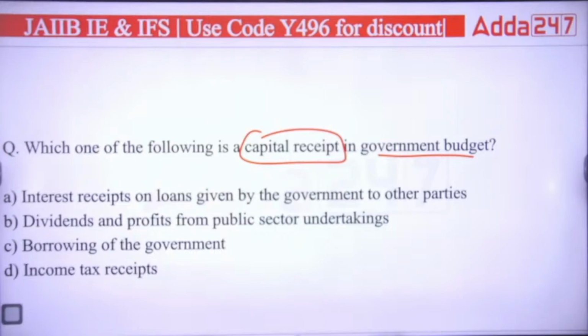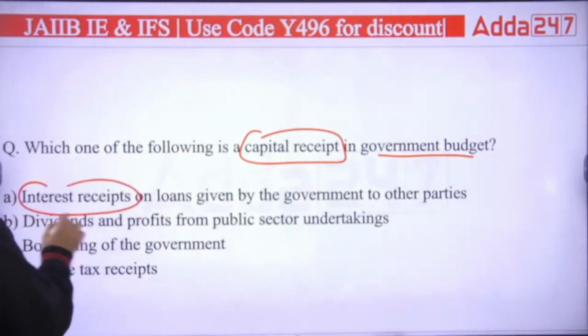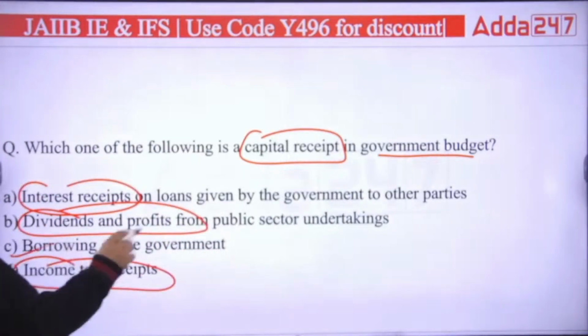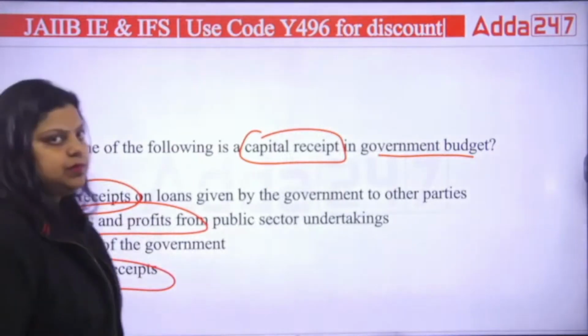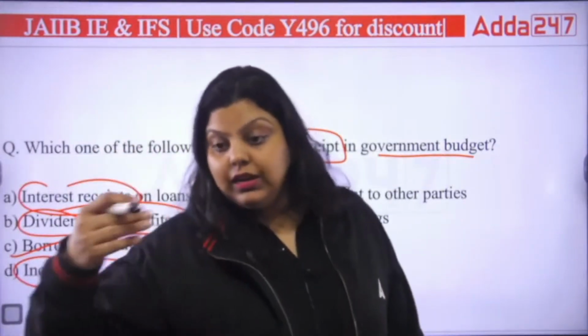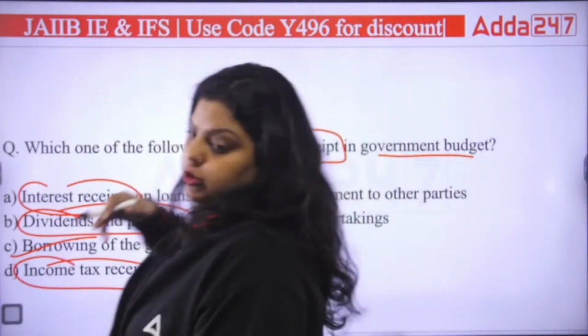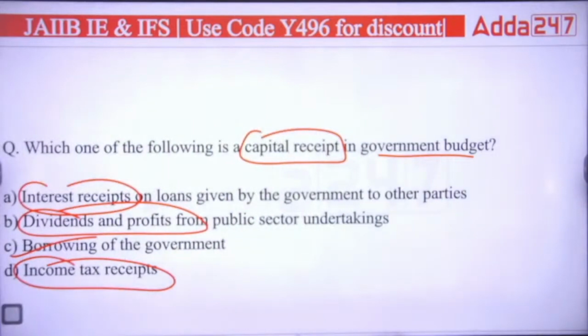Capital receipts is long-term income. So interest receipts is a non-tax revenue, dividend and profit is a non-tax revenue, income tax is a tax revenue. So right answer is C. Borrowing of the government is a long-term receipts. If government is borrowing fund, it is for the long term, it's not like government will borrow today and will repay tomorrow. So the C option is your capital receipts. Right answer will be C.